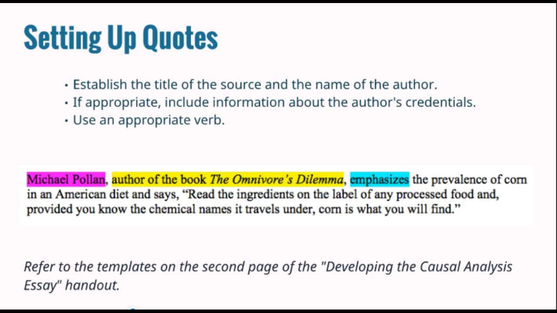Michael Pollan, author of the book The Omnivore's Dilemma, emphasizes the prevalence of corn in an American diet and says, "Read the ingredients on the label of any processed food and, provided you know the chemical names it travels under, corn is what you will find." If you notice, we have the name of the author here, highlighted in purple. We have the title of the source, which is the title of the book, and then we have an appropriate verb for what the author is doing, followed by the direct quote.